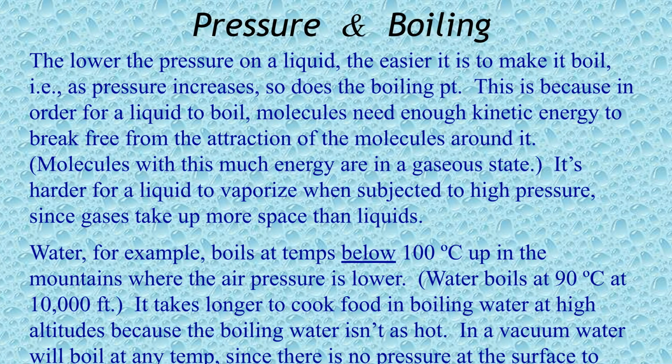Lower pressure makes it easier for a liquid to boil, meaning increasing pressure raises the boiling point. In the mountains, water boils below 100 degrees Celsius due to lower air pressure. In a pressure cooker, the high pressure allows water to remain liquid and hotter, cooking food faster.